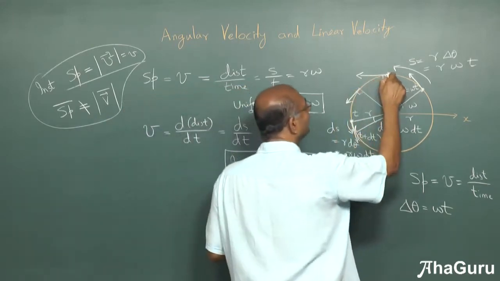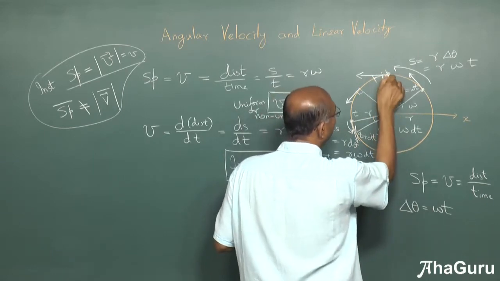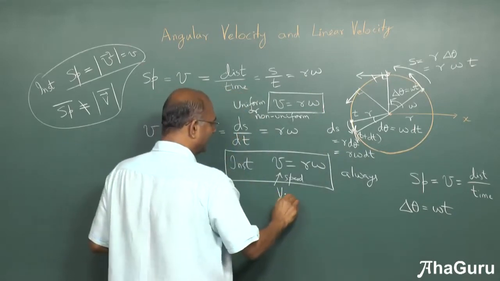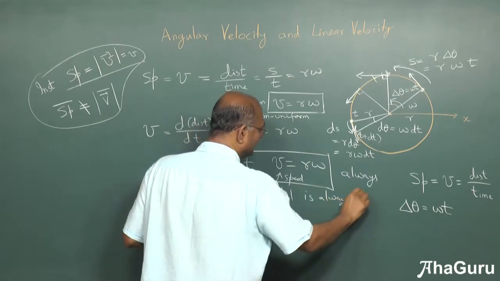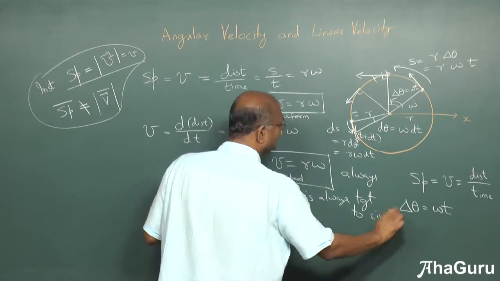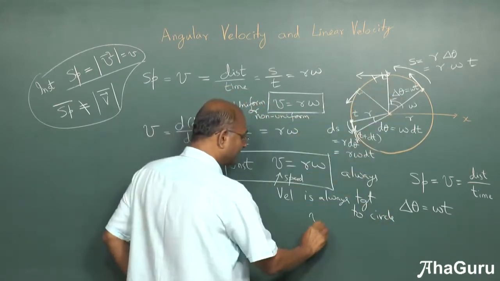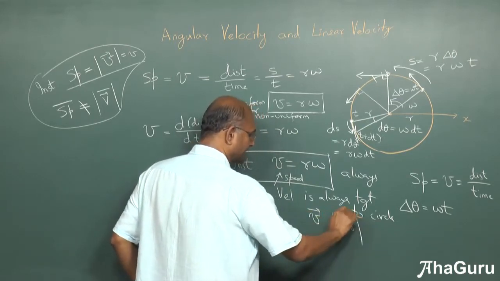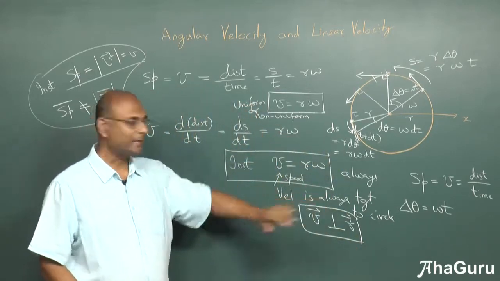Why? Because you're going to move along this circle. So if you took a tiny portion, you're basically moving along the tangent. So the velocity is always tangential to the circle. What does it mean it is tangential? It will be perpendicular to the radius vector. So the velocity vector is always perpendicular to the radius vector if the object is moving in a circle. I hope that is clear.